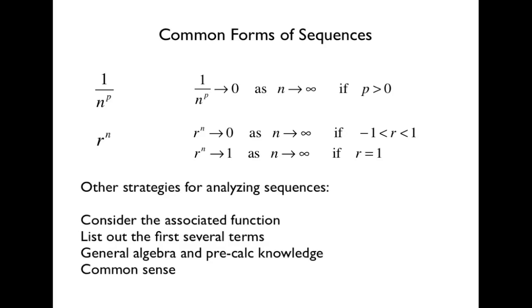So here are some other strategies for analyzing, by analyzing we mean figuring out if the terms of the sequence converge or diverge. So we talked about the associated function, right? You can take the limit of the function that's the continuous version of that sequence, right? You can list out terms. Just look at the terms. So we've done some of that. Just list out the first 5, 6 terms and just look at what they're doing. Okay, general algebra, pre-calc knowledge, and then there's some common sense involved in this.